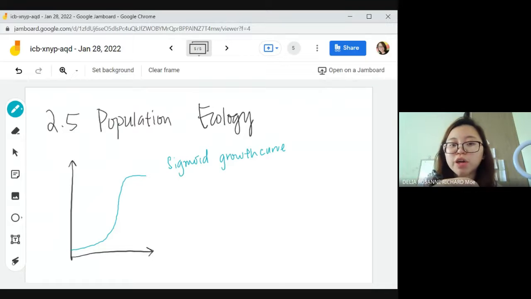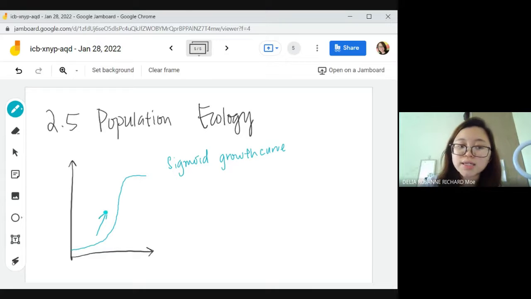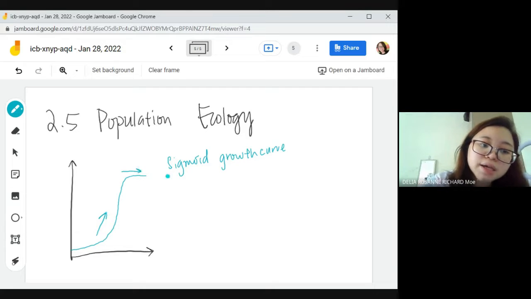We'll also look at some factors why the population might increase in size and why it might stabilize or decrease in size.